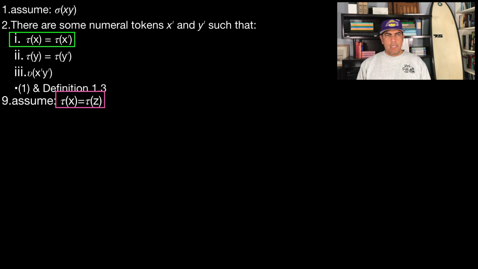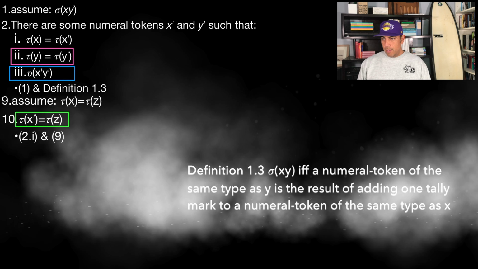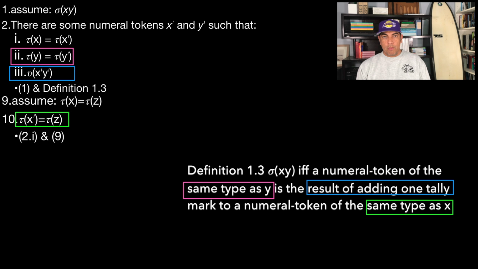Now, up here we said that x is the same numeral type as x prime, and down here we said x is also the same numeral type as z. That must mean that x prime is the same numeral type as z. But if that's the case, we have x prime is the same type as z, y is the same type as y prime, and we have an upsilon relationship between x prime and y prime. Well, by definition 1.3, we've got that sigma relationship too, right?